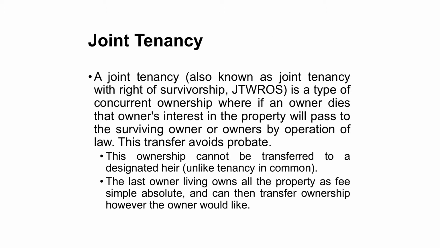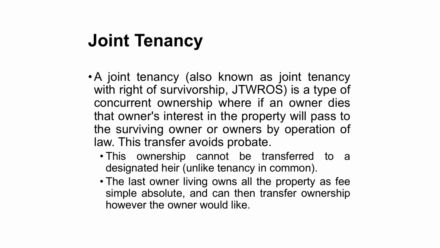So joint tenancy, also known as, again, joint tenancy with right of survivorship, a type of concurrent ownership, so multiple people own, where if an owner dies, the owner's interest in the property will pass to the surviving owner or owners by operation of law. The idea is, let's say you have 2 owners, A and B, both are joint tenants. When A dies, A's interest goes directly to B, even if A wants it to go to somebody else. Under law, as joint tenants, it goes to B.